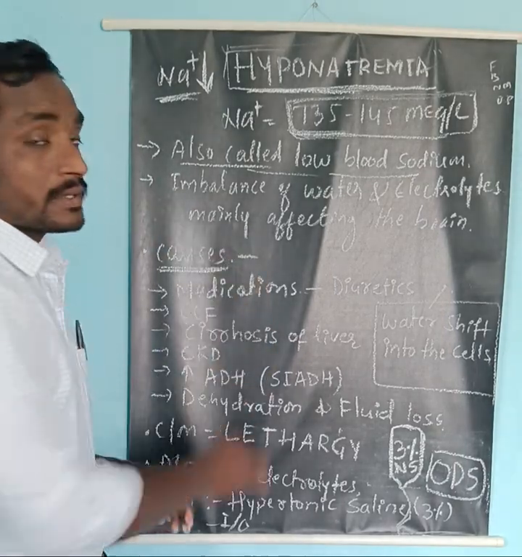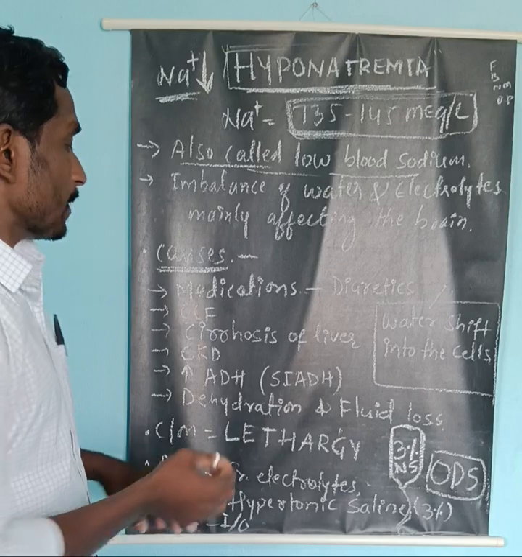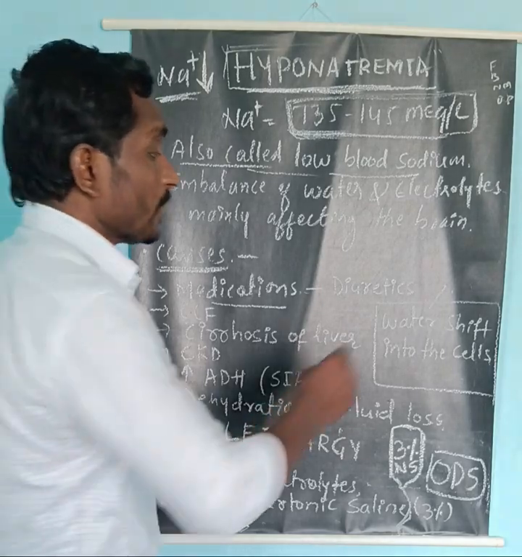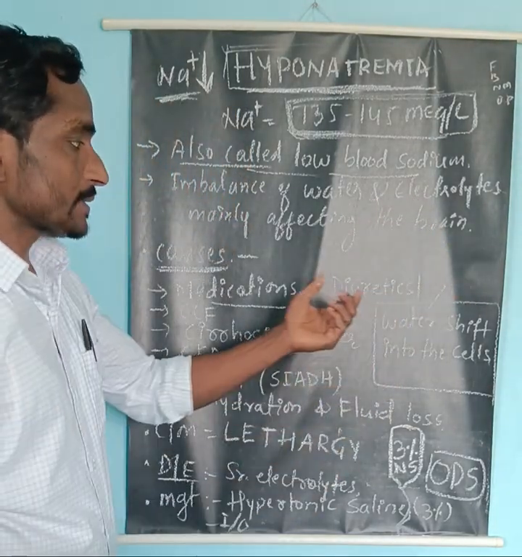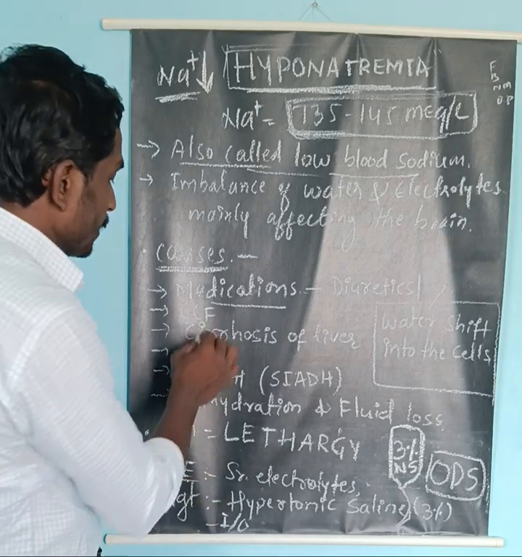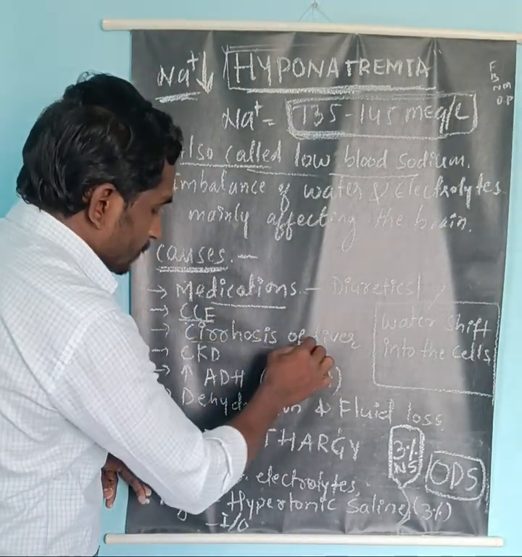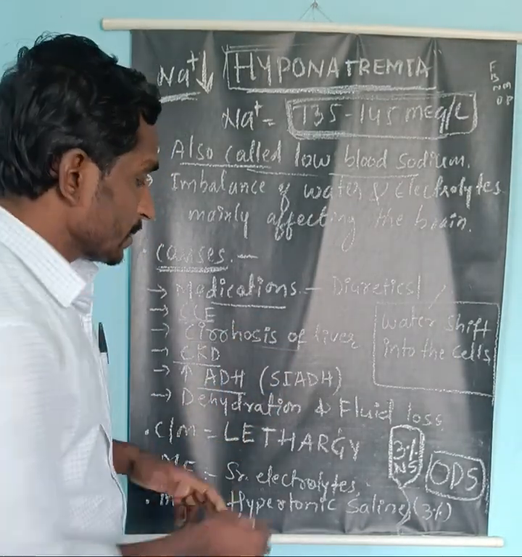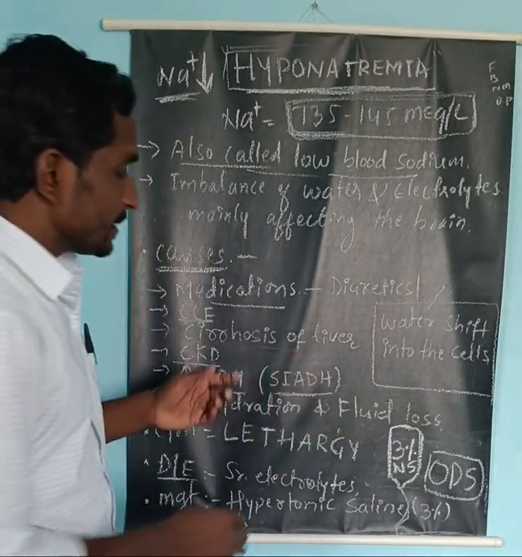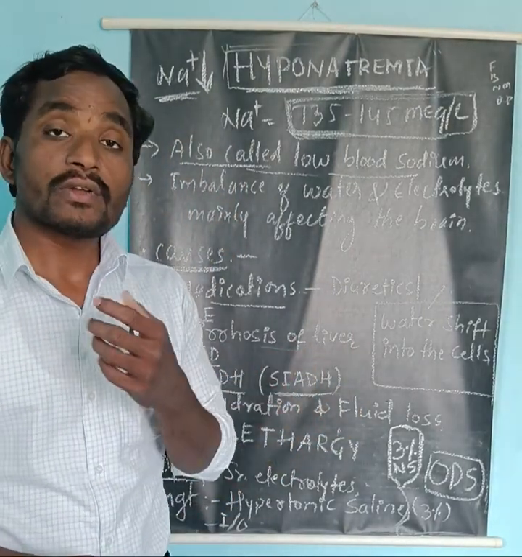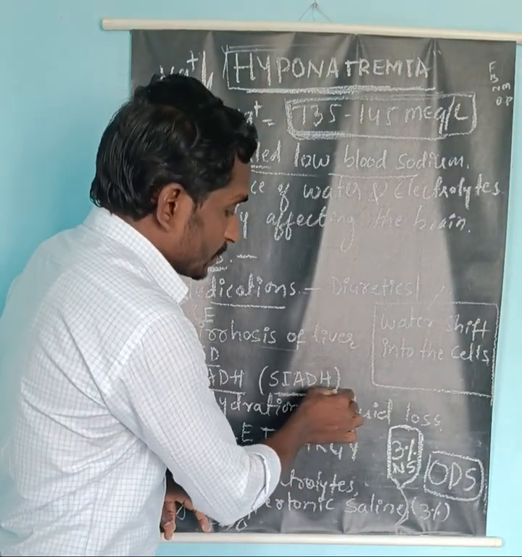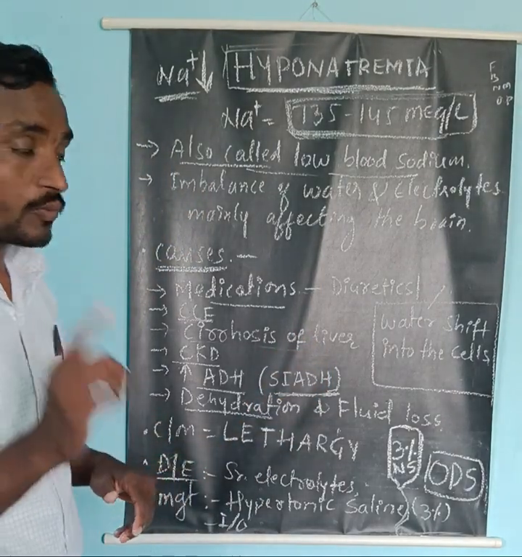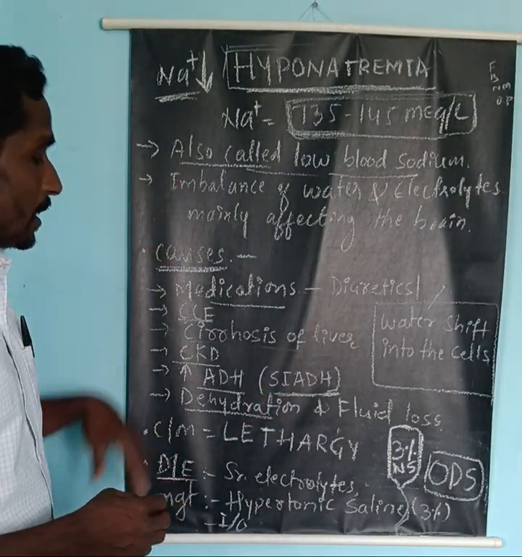Now come to the causes. What are the causes of hyponatremia? Medications, especially diuretics, also called water pills. Excessive administration of diuretics may cause hyponatremia. Congestive cardiac failure, cirrhosis of the liver, chronic kidney disease, and increased ADH secretion, especially syndrome of inappropriate antidiuretic hormone. Fluid restriction takes place here. Dehydration as well as fluid loss is also one important contributing cause of hyponatremia.